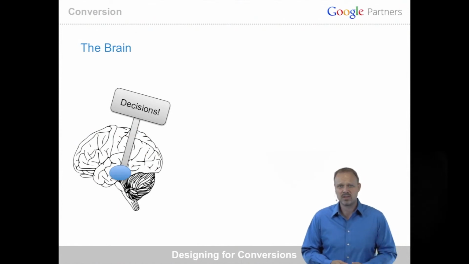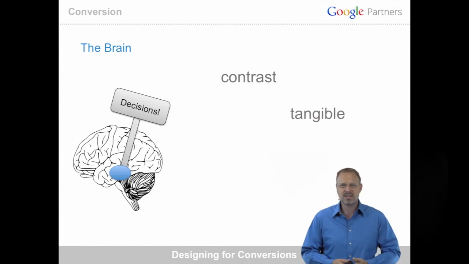Now, a couple of things we want to talk about first of all. This decision-making part of the brain is specific to a number of different elements, and we can certainly talk about many more, but for this particular video we want to focus on just a couple. First of all, this particular part of the brain is very sensitive to contrast, and we'll go into each of these in a little more detail in the further videos that follow. The next one we have is tangibility. Something that is very tangible is very easy for this part of the brain to recognize and make a decision to either go or not go, for example.